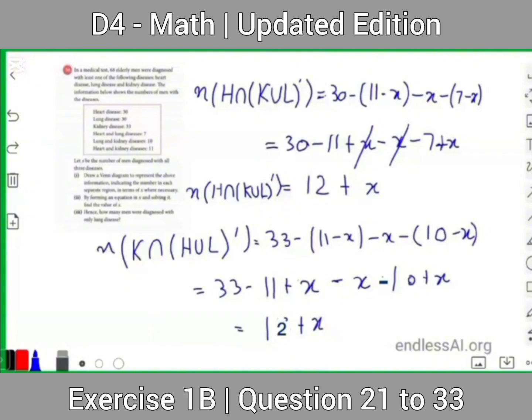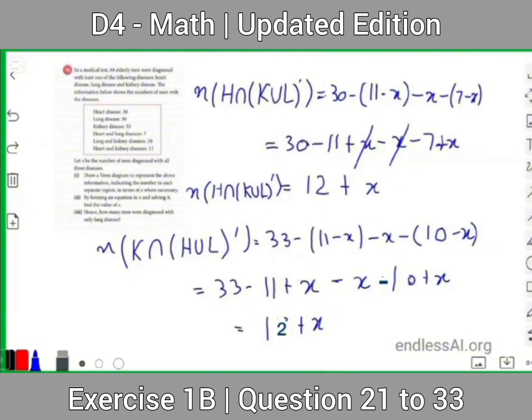Now we will find the number of people who have heart disease but not kidney and lung disease. For this, given in the question, the number of people having heart disease is equal to 30, and we will take away 11 minus x, which is the number of people having heart and kidney diseases, minus x, the number of people who have all three diseases, minus 7 minus x, the number of people who have heart and lung diseases at a time.